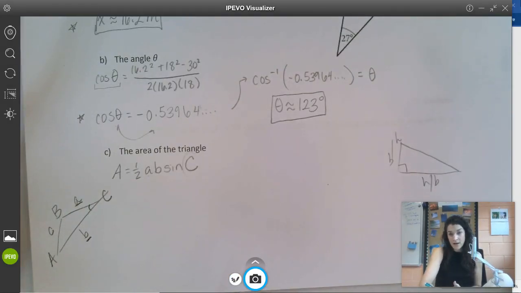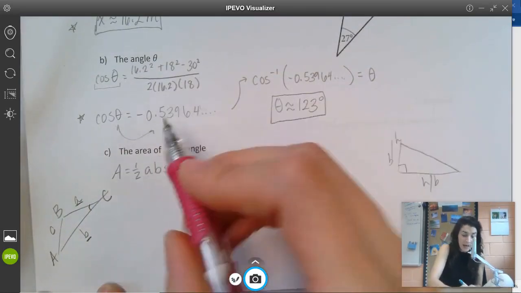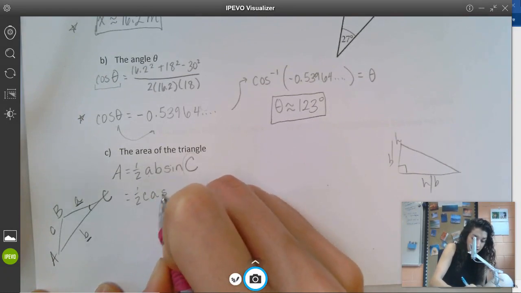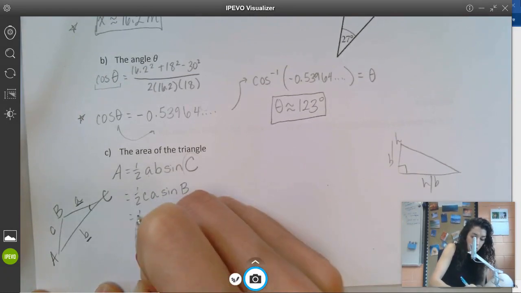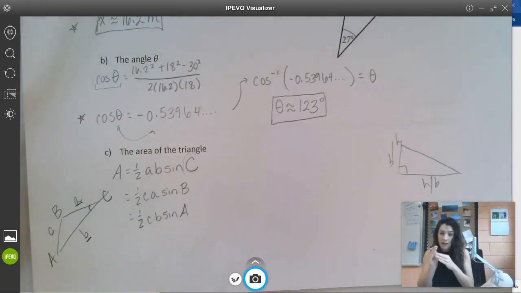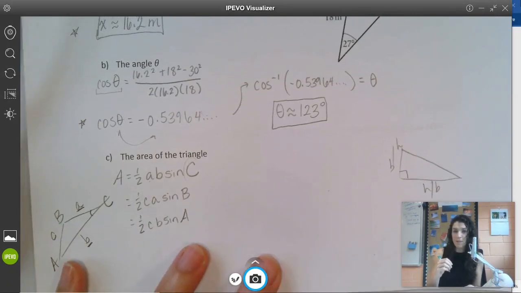So that's what the area formula means, is that it doesn't have to be specifically side length a. I could have said 1/2 ca sine of B, or 1/2 cb sine of A, as long as I'm taking two side lengths and the angle in between them in order to find this area. So that is the only main thing that you need to remember.